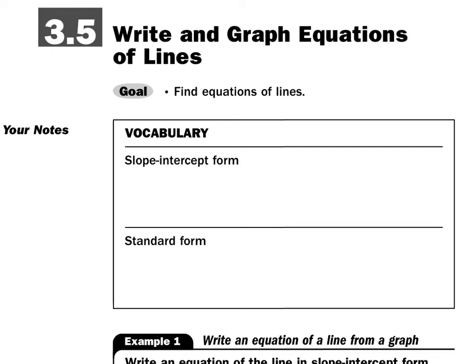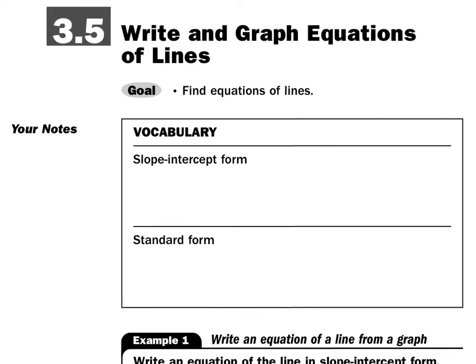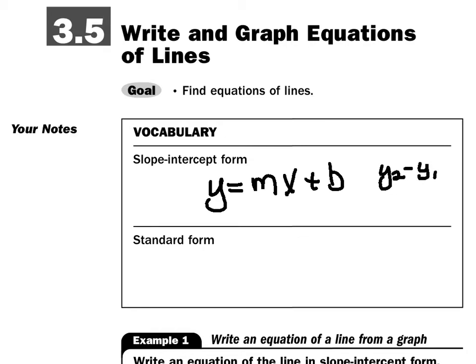3.5. Write and graph equations of lines. Slope-intercept form. Slope-intercept form is y equals m x plus b, where m is the slope. And remember, the slope formula is y2 minus y1 over x2 minus x1. b is your y-intercept. That's the place that the graph crosses the y-axis.